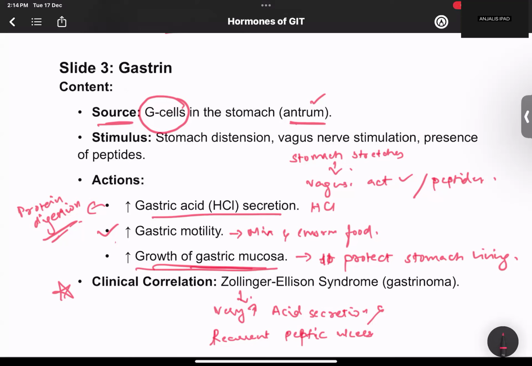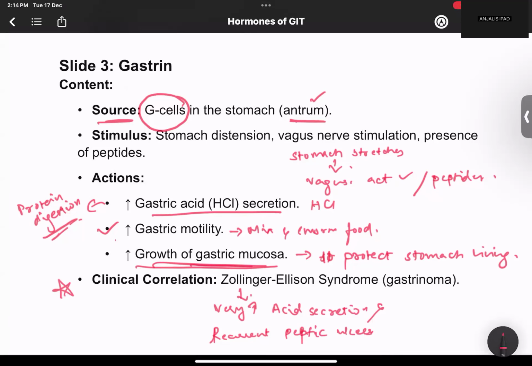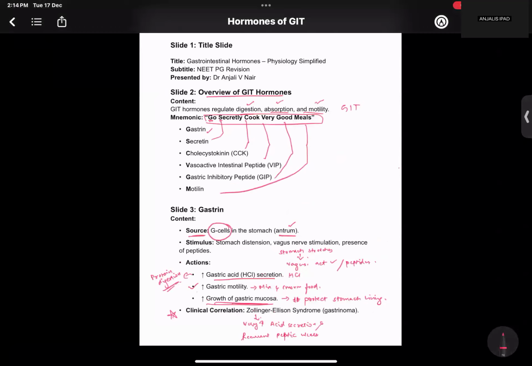I hope all of you are clear with gastrin. Now moving on to cholecystokinin, the next slide.